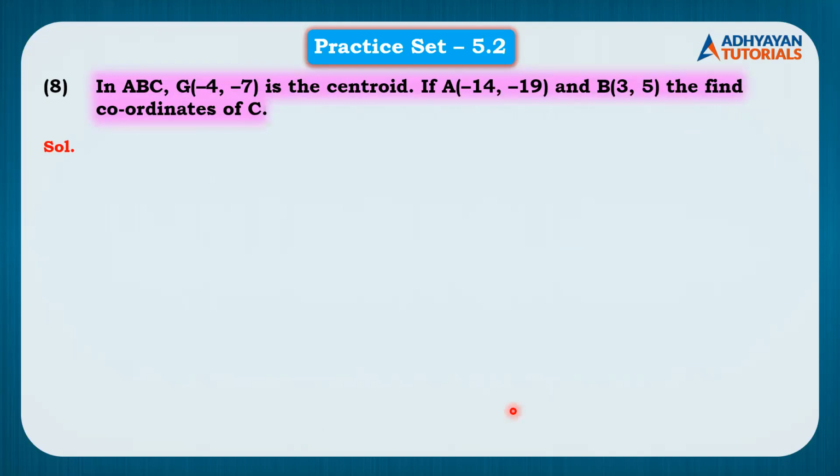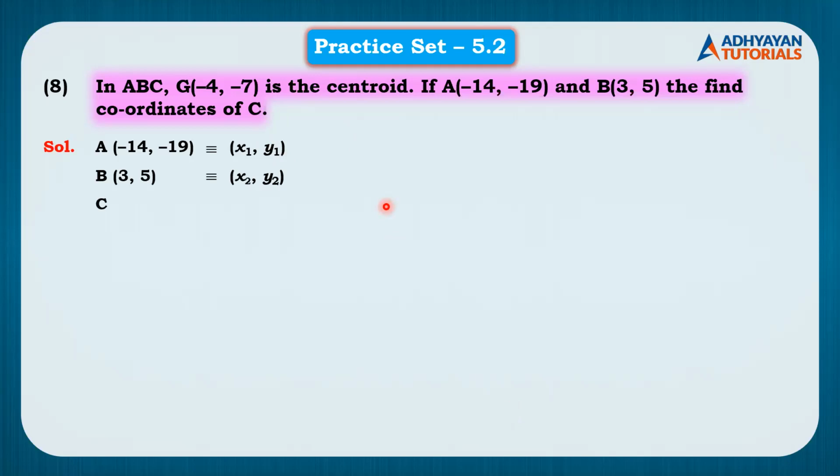So students, normally we know the triangle's name is ABC, so the vertices are A, B and C. So vertex A has coordinates minus 14 comma minus 19, and we consider the coordinates as x1 comma y1. Vertex B has its coordinates as 3 comma 5. We'll consider them as x2 comma y2. And vertex C, if you clearly see the question, we have to find the coordinates of C. So students, coordinates of C are not known to us. So here there are chances you might make a mistake. Students write the coordinates of C as x comma y.